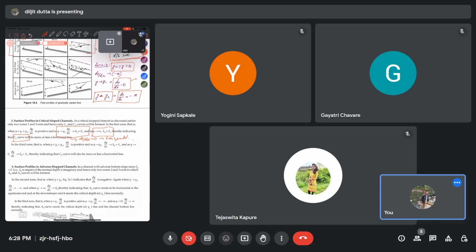And in the third case, since we don't have a second case here, we only have the third case, when y is less than yc. In that case, dy by dx will also be positive, since both denominator and numerator will be less than 0. So the total term will be positive, and as y tends to yc, dy by dx will tend to s0. And similarly, as y tends to 0, dy by dx will also tend to s0.